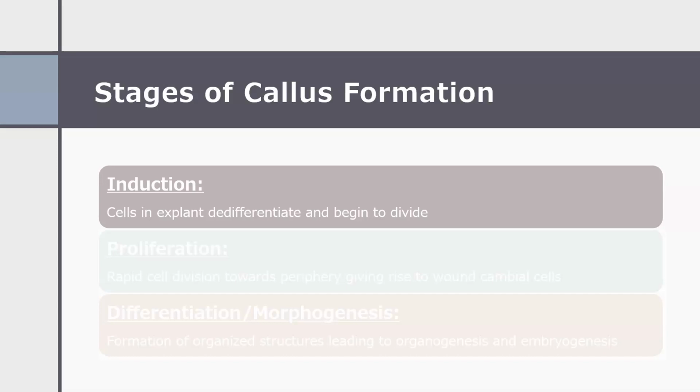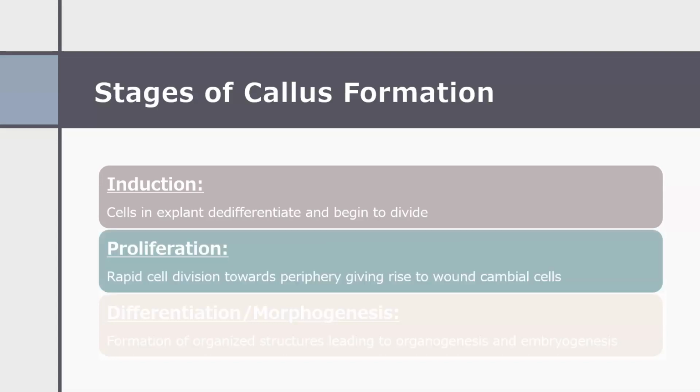Callus formation from an explant occurs in 3 stages. During the induction stage, metabolism is stimulated and the cells in explant begin to de-differentiate and divide. Cell size remains unchanged. In the proliferation stage, cells divide actively and the cell size decreases. Cell division is mainly periclinal and occurs towards the periphery, giving rise to wound cambia cells.